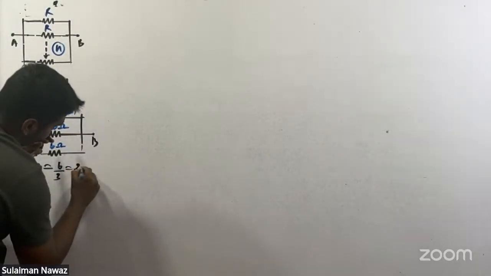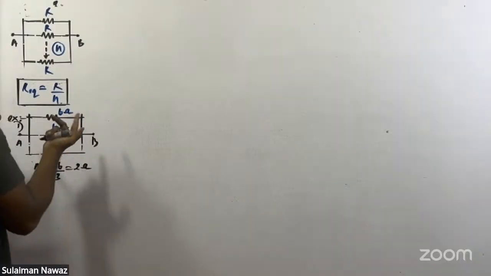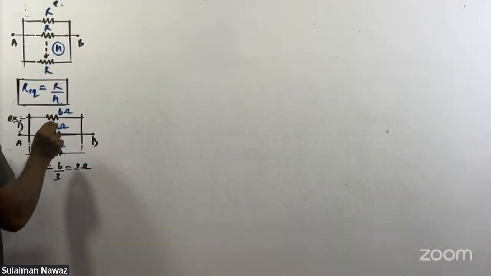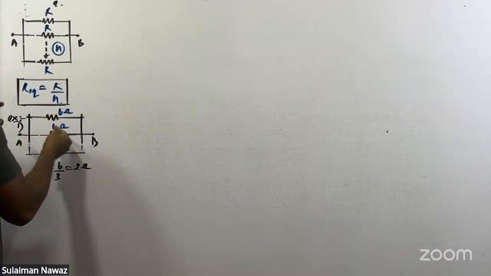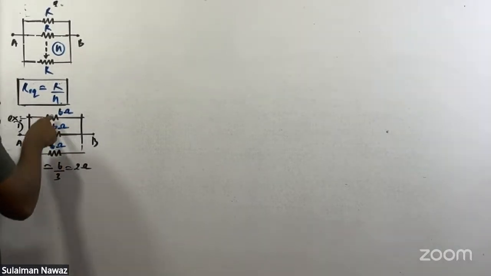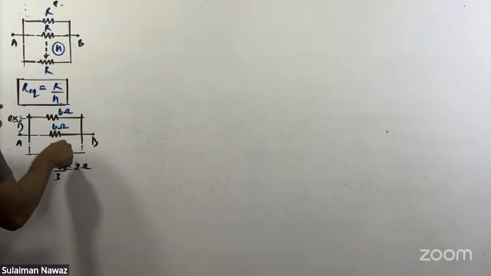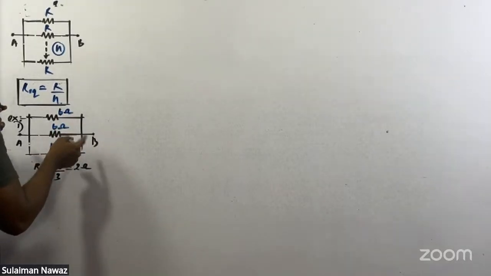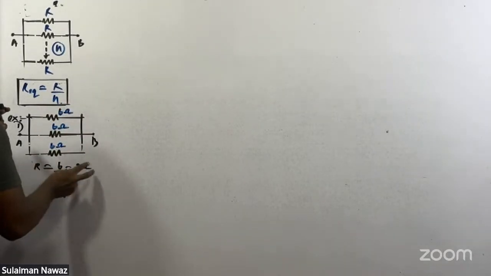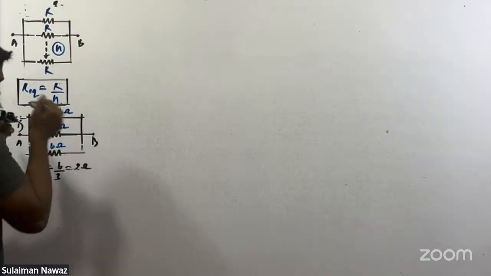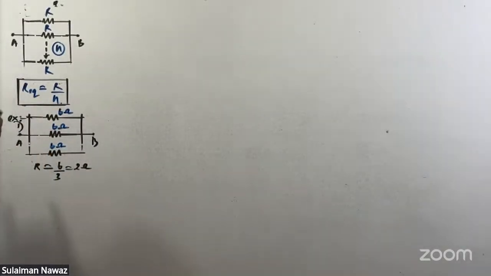Very simple. Now you can also use the other equation: 1 over the equivalent resistance equals 1 over R1 plus 1 over R2 plus 1 over R3. 1 over 6 plus 1 over 6 plus 1 over 6 must be equal to 1 over R equivalent. When you simplify it, this is what you will get. Right? This story.